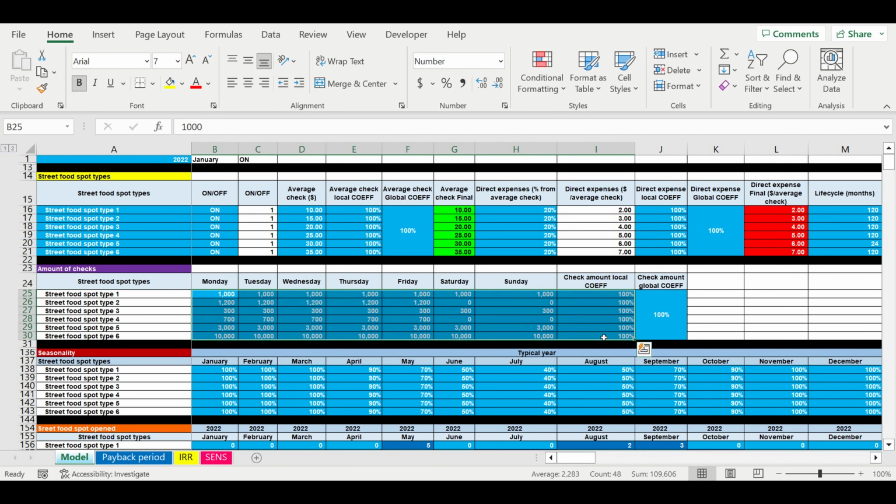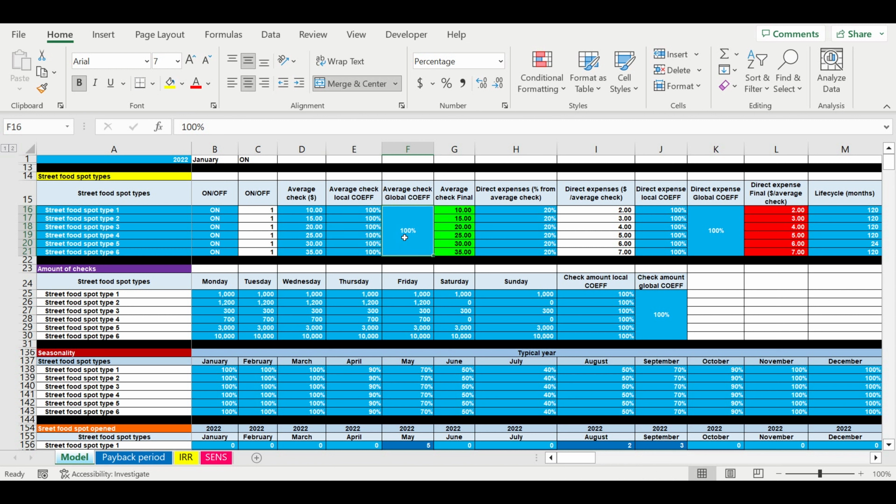And we can describe our business idea from the perspective of different average checks and the amount of checks inside a typical week. So first of all, we are describing what is the average check for each street food spot. Then we have the block for coefficients. The block of coefficients will appear near the majority of inputs, because this will allow us to play with scenarios very quickly.